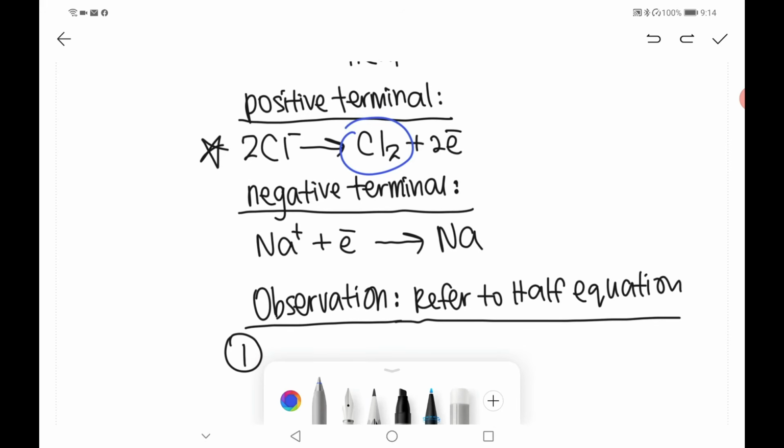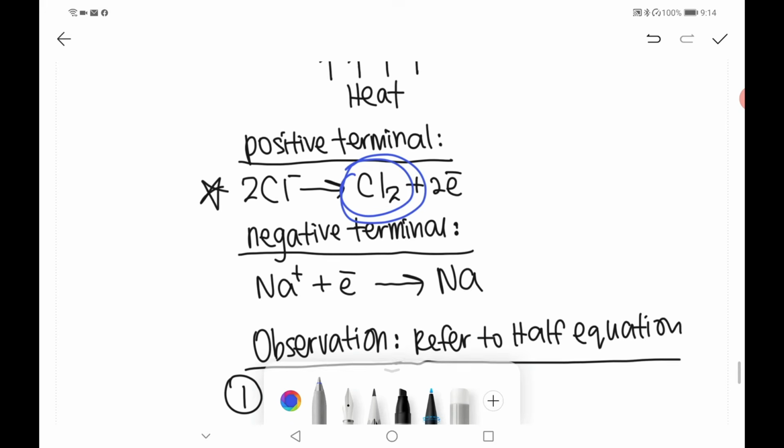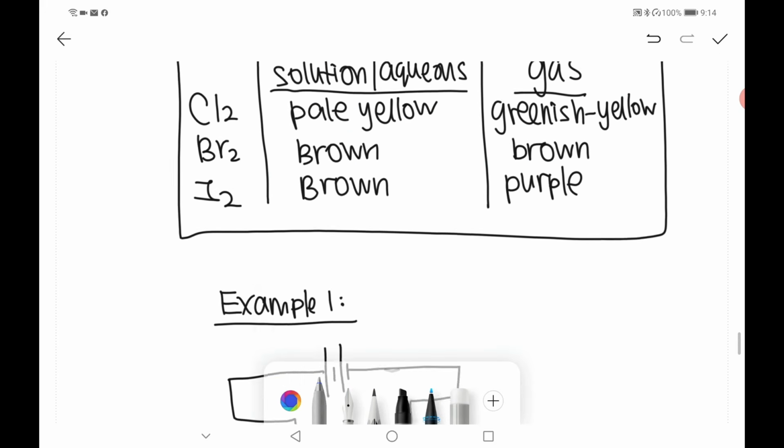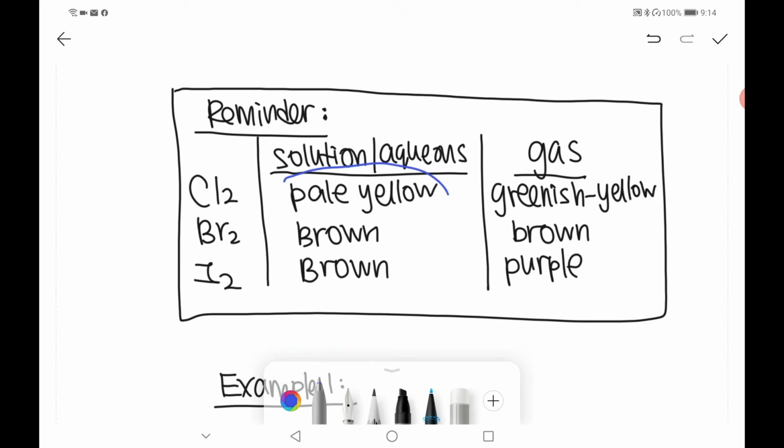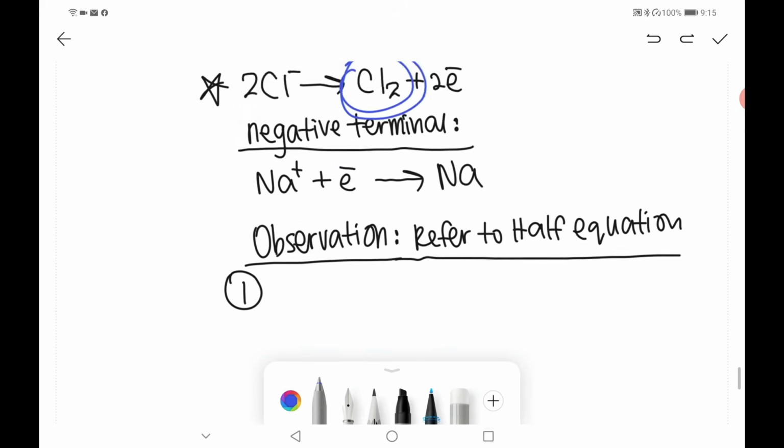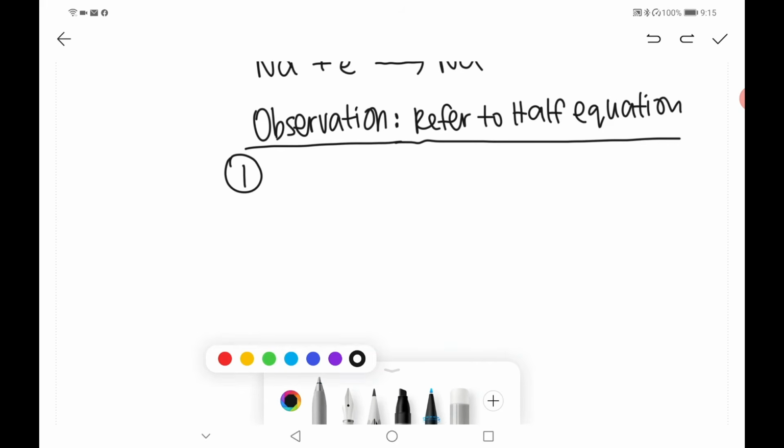So what is the color for chlorine? Remember, it's not pale yellow. You only get pale yellow if the chlorine is in aqueous or solution form. But now the chlorine is in gas form. When chlorine is in gas form, the color is greenish yellow. So for your observation, you should write greenish yellow gas.